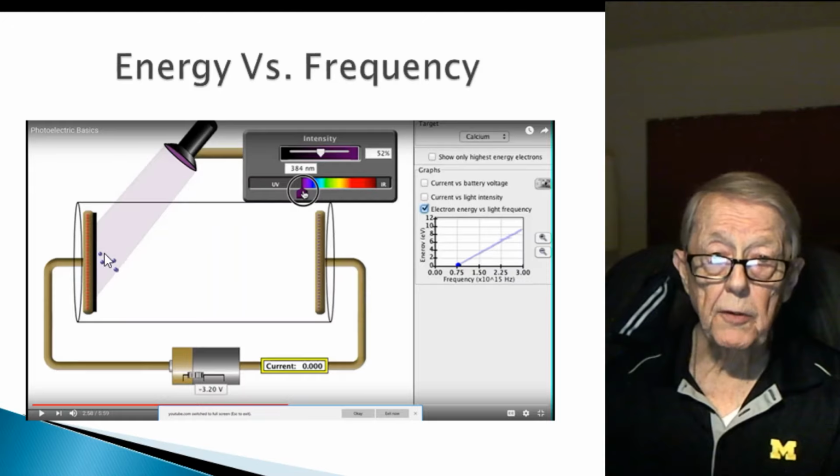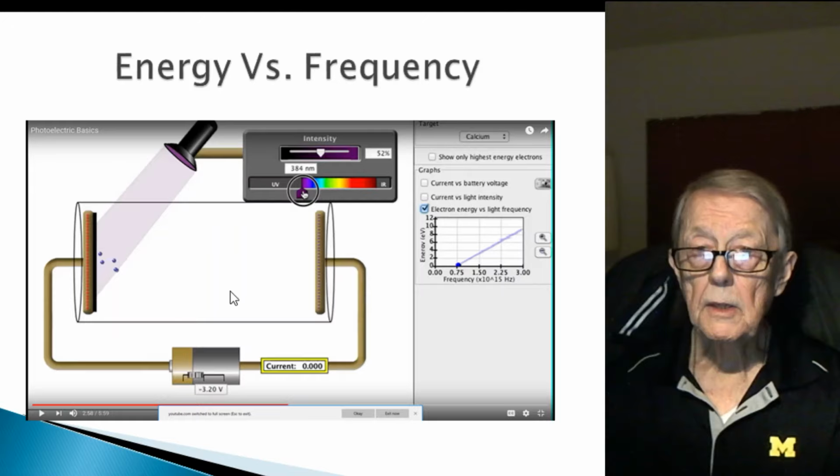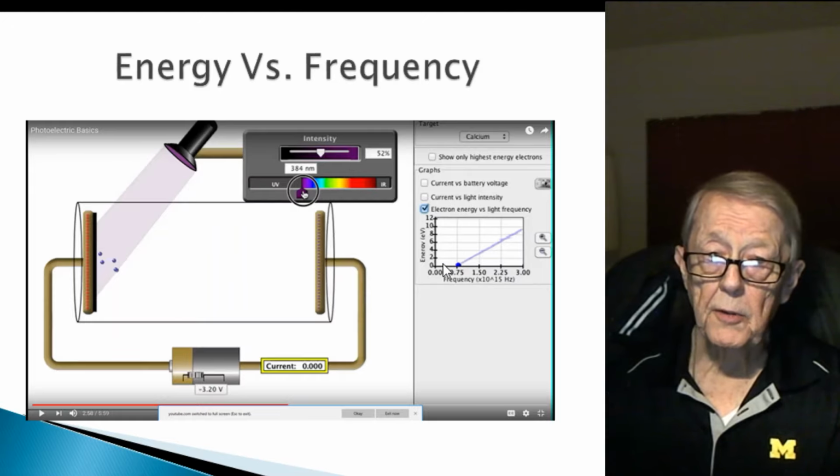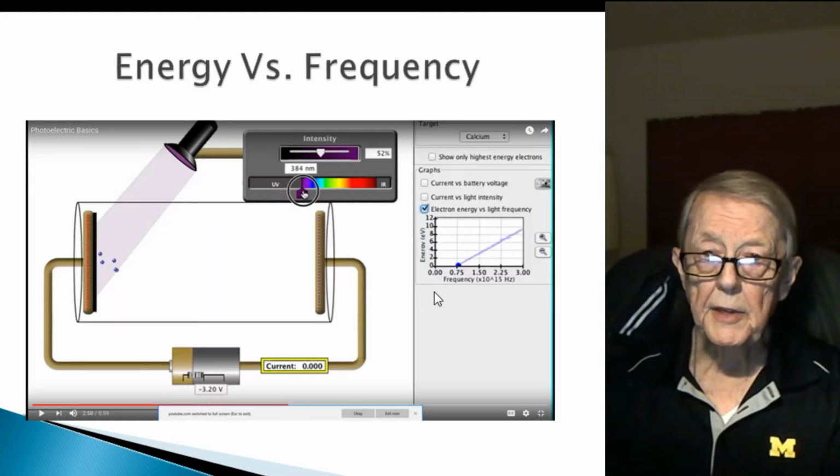Here's just before they're totally stopped, at 3.2. So they're plotting, in this case, the same test as before, but now they're plotting it versus frequency instead of intensity.